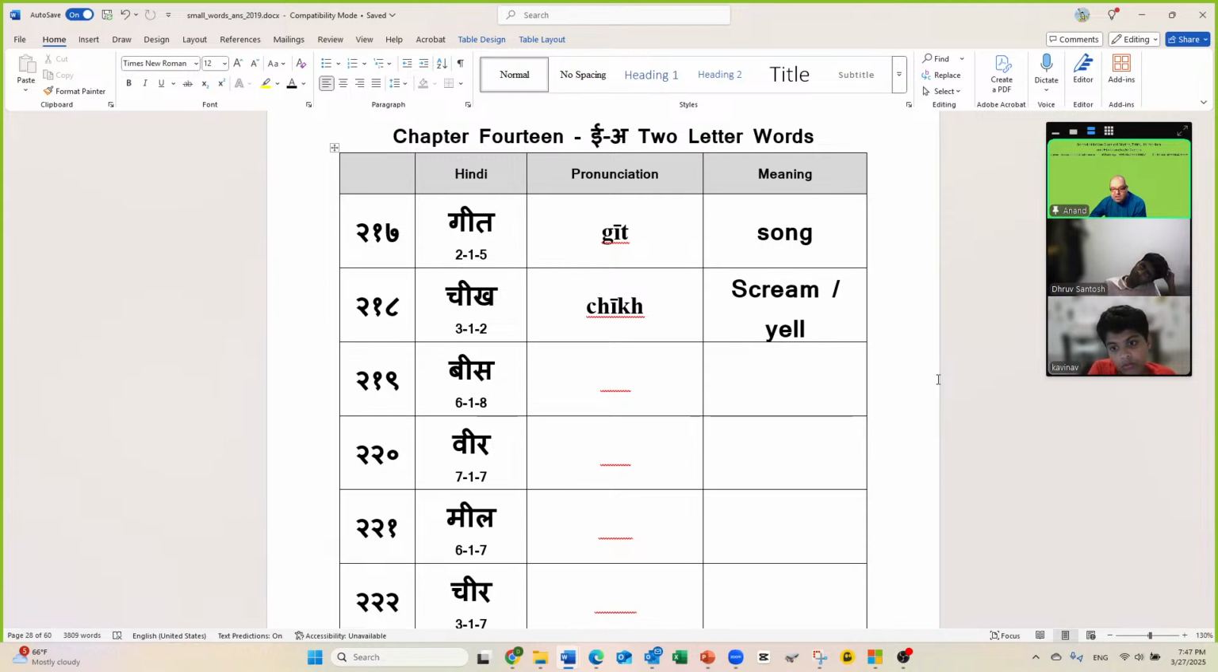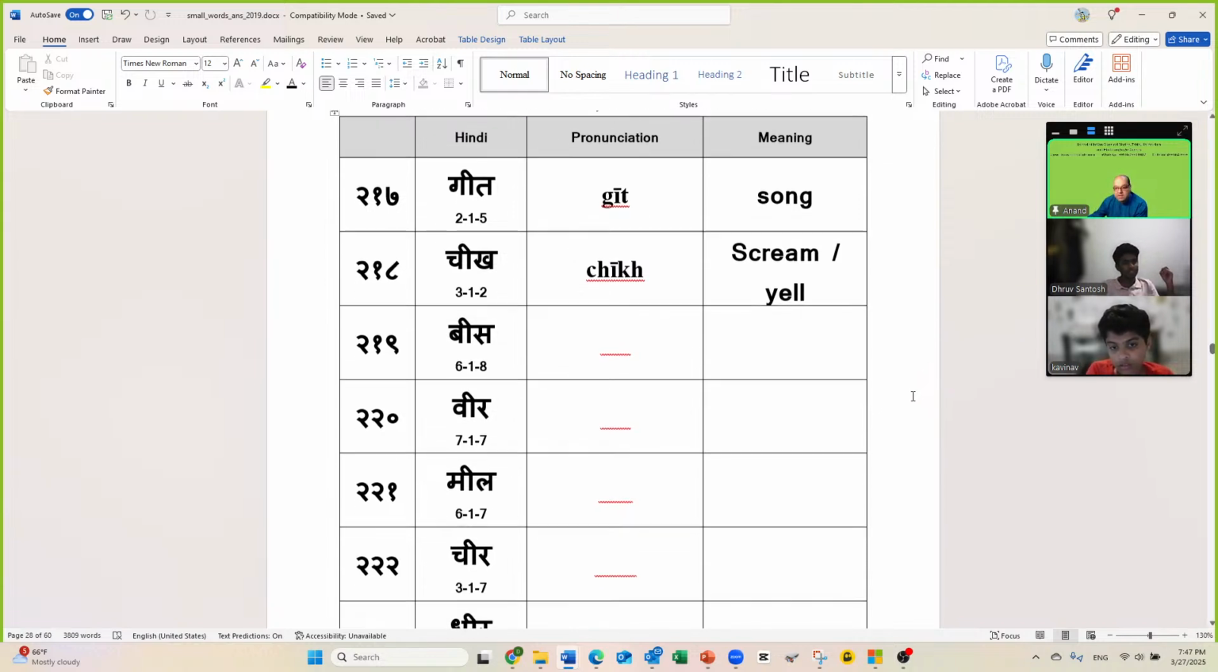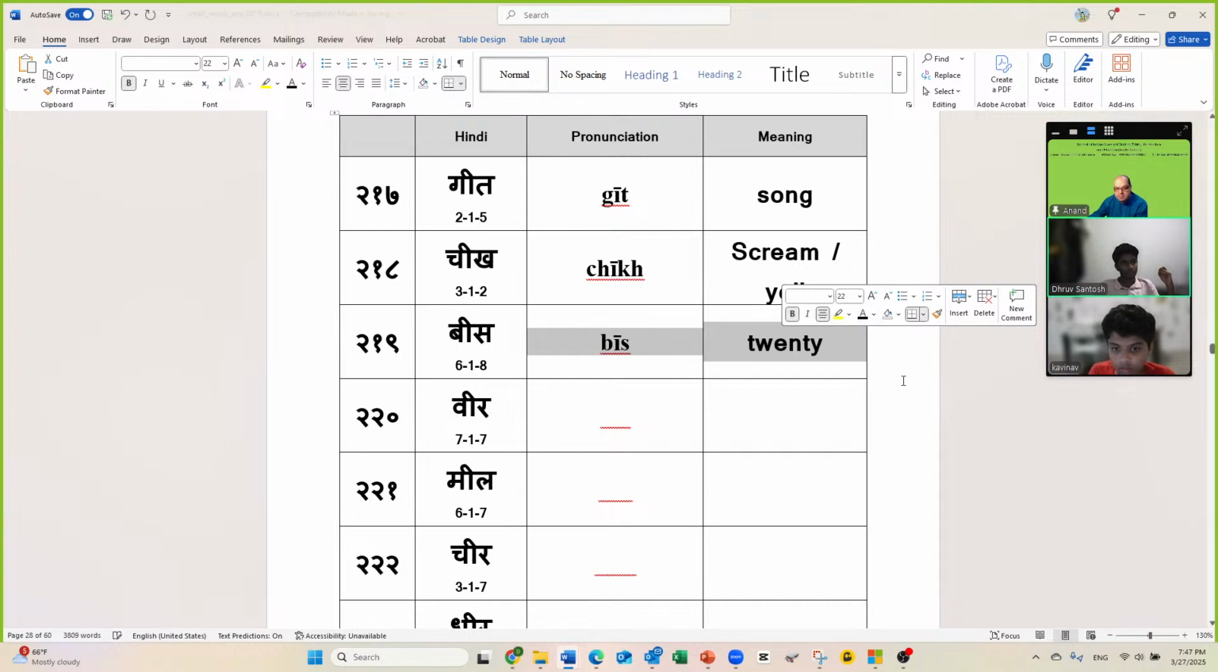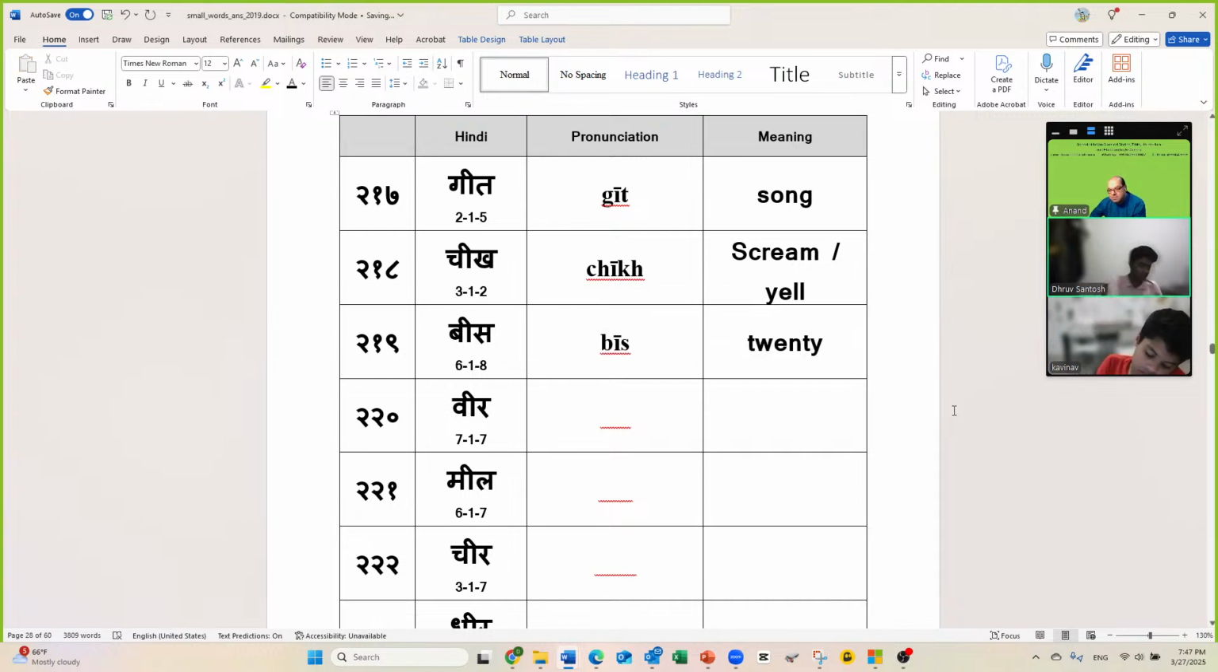Okay, Dhruv, next word. Is this a number? Is Beest a number? Yes, tell me what number is it? 20, or no? Yes, Beest is 20. Beest, then Tees, and so on.